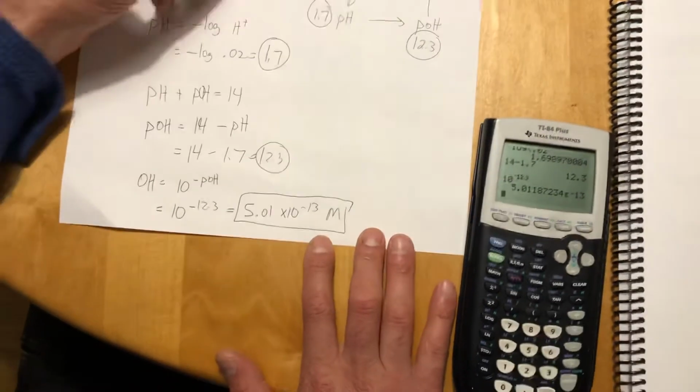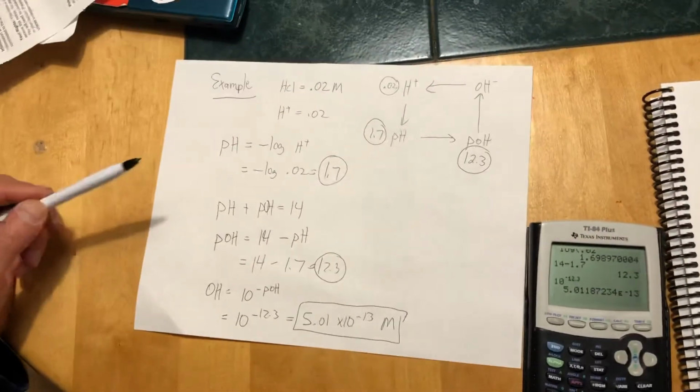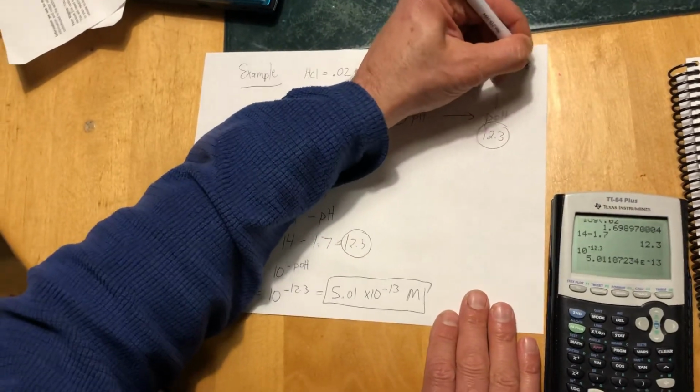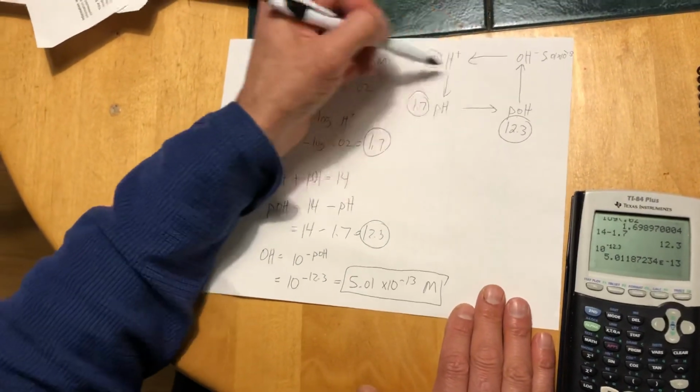All right, so what you want to be able to do is move around the circle to get all four numbers and use page 165 to help you. So this is 5.01 times 10 to the negative 13, and there we've moved around the circuit and got all four numbers.